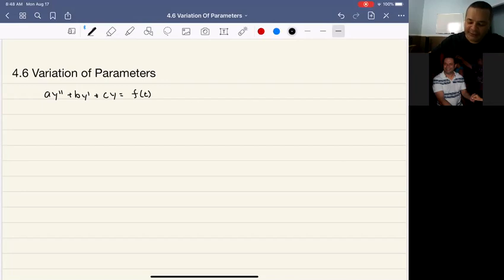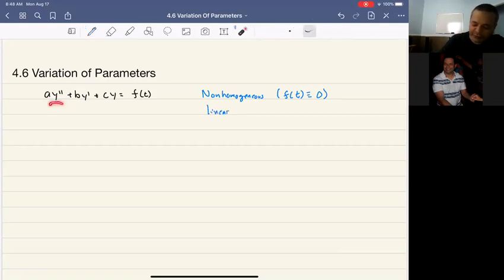Just to keep in mind, it's non-homogeneous, provided that f of t is not equal to 0. It's linear in that your derivatives are all showing up linear. There's no y prime squared or y cubed term or whatever.